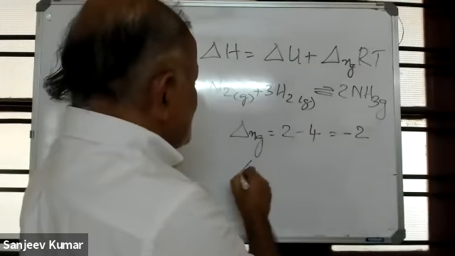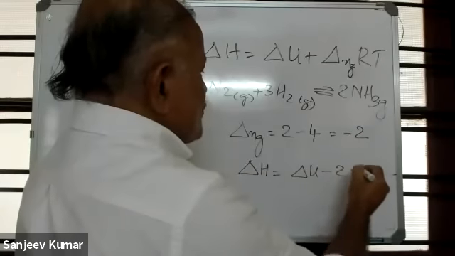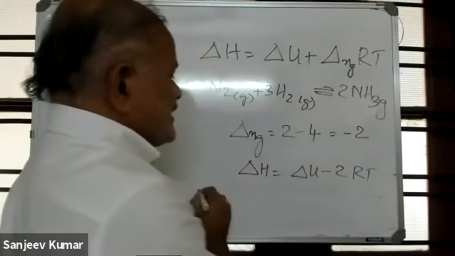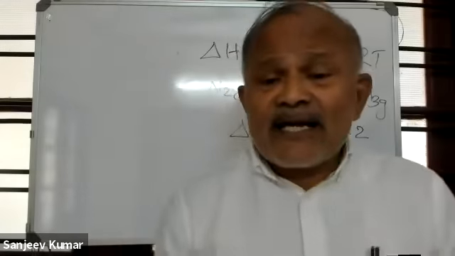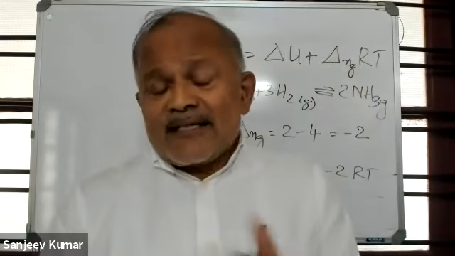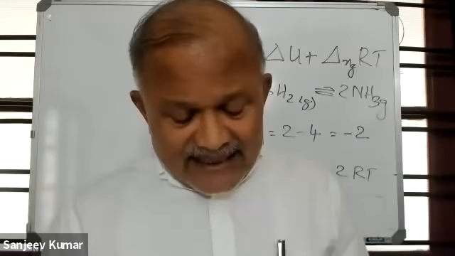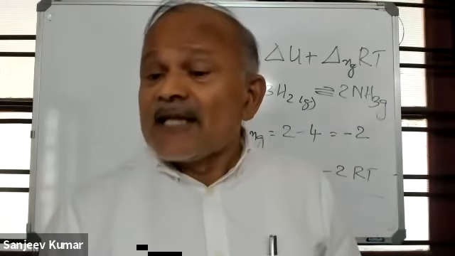Therefore, delta H is equal to delta U minus 2 into RT. Definitely, delta H will be less than delta U. And therefore, here the answer is choice B. Delta H is less than delta U.